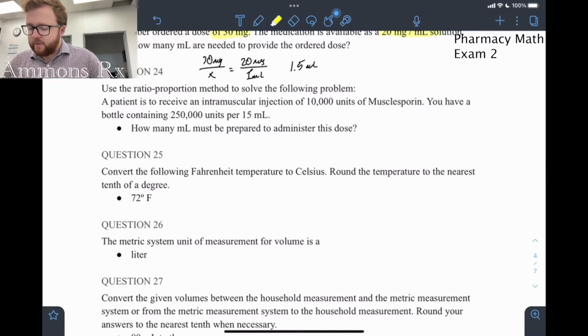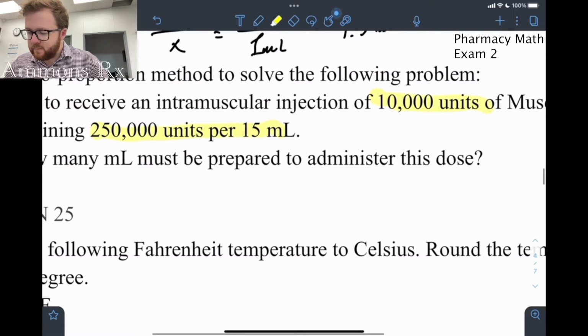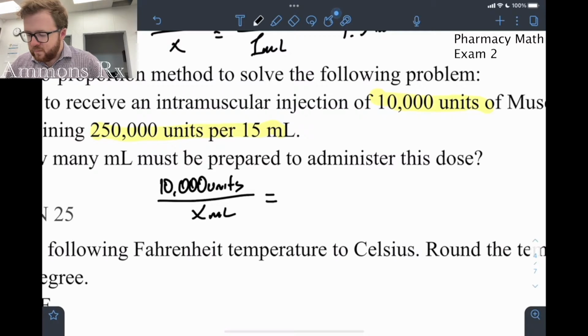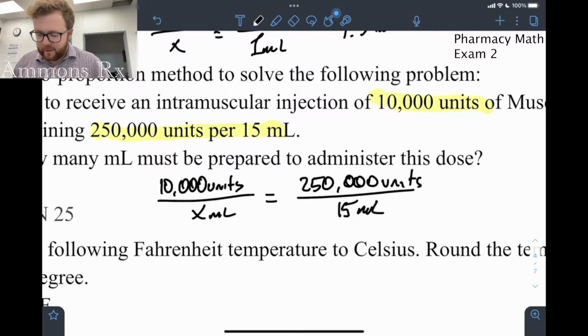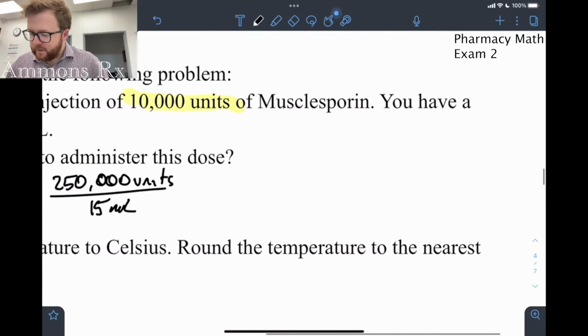Patient needs an injection of a drug of 10,000 units, 250,000 per 15. Okay, 10,000 times 15 divided by 250,000 is going to be 0.6 ml.